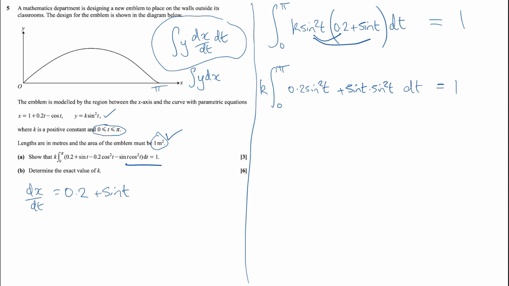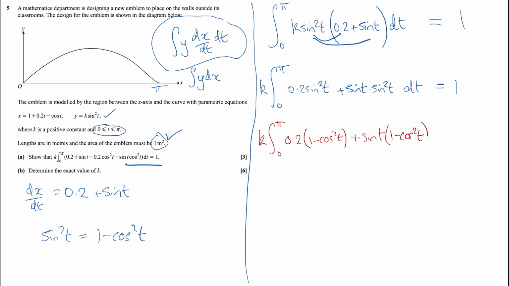which means we must have got rid of the sine squareds. If you know your identities, you will know this one: sine squared t is 1 minus cos squared t. So let's go ahead and do that. But before that, just for a bit of change, we'll change the colour. So 0.2 lots of 1 minus cos squared, plus sine t lots of 1 minus cos squared, dt, and this equals 1. Hopefully in our next step we're going to get there.